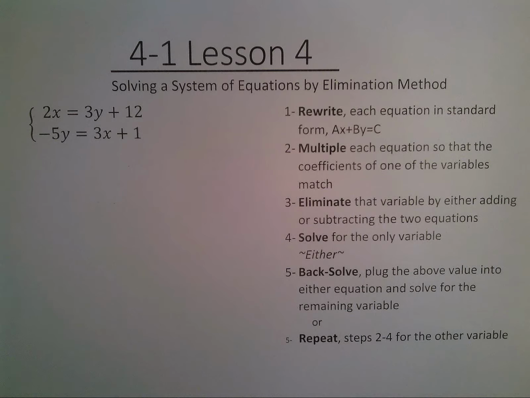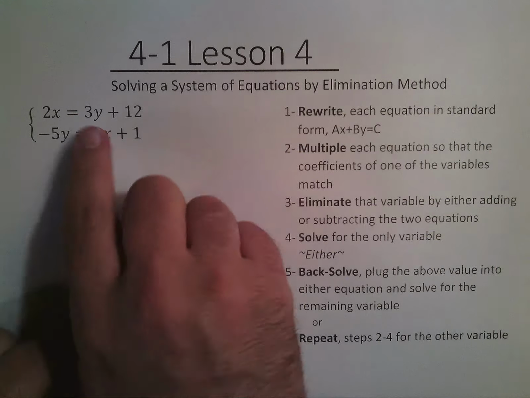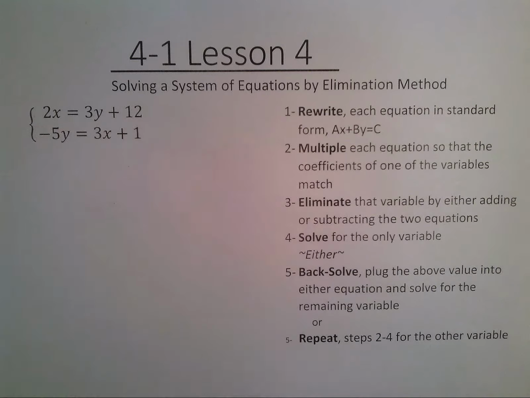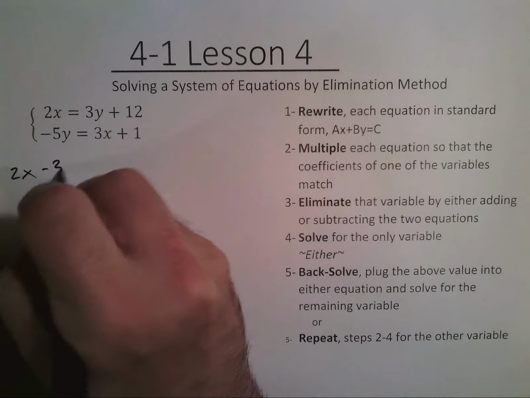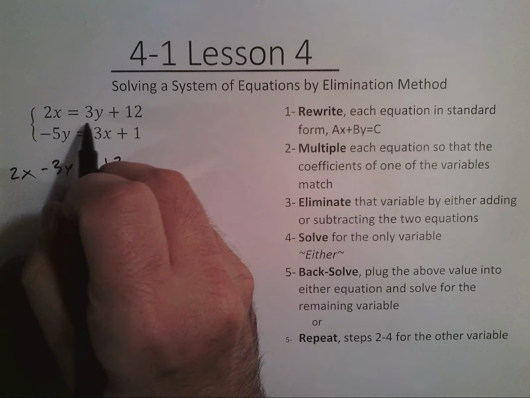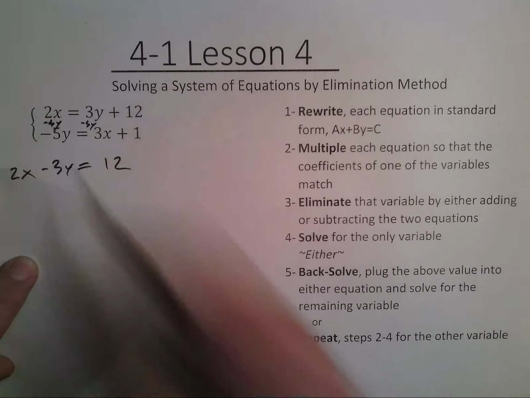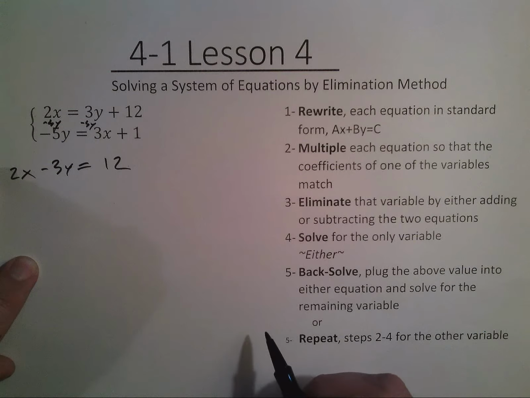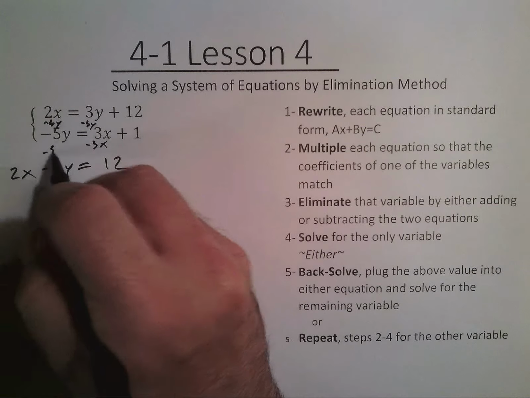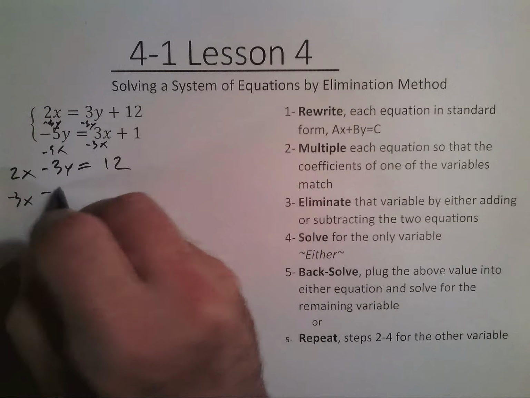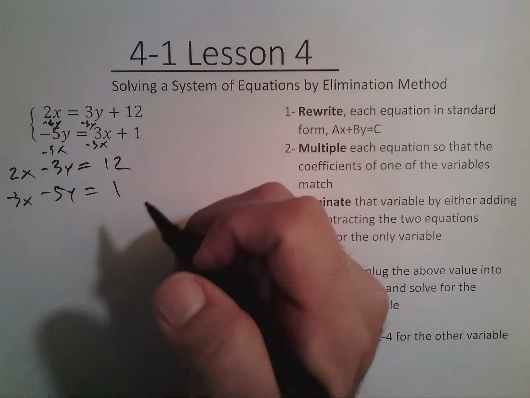Now, let's go ahead and go through this example. 2x equals 3y plus 12, and negative 5y equals 3x plus 1. So, first things first, I want to get them in standard form. I'm going to have to move my positive 3y to the other side by subtracting it. I'll end up with 2x minus 3y is equal to 12. So I literally subtracted 3y from both sides. My other equation is pretty much the same thing. I want to get the 3x to the other side, so I'm going to do that by subtracting the 3x from both sides, yielding negative 3x minus 5y is equal to positive 1.